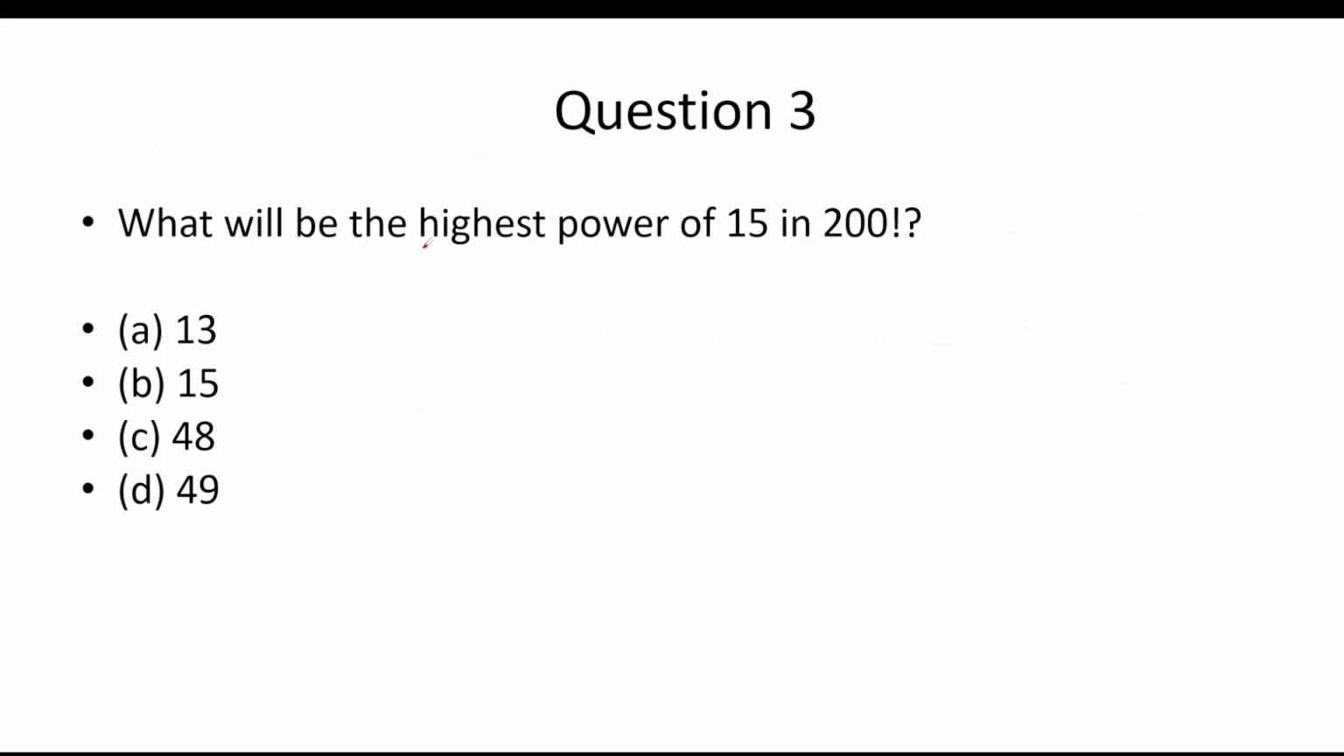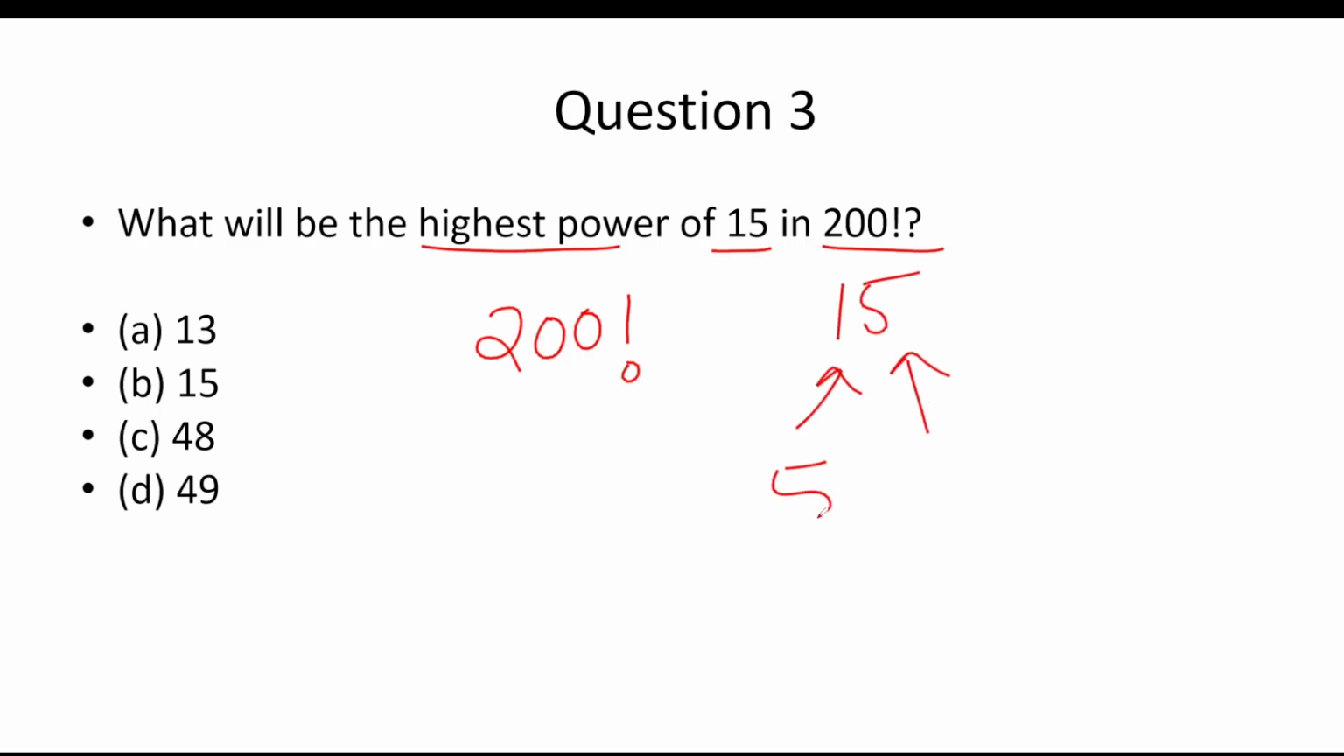The next question is, what is the highest power of 15 in 200 factorial? See, highest power of 15 in 200 factorial. First you have to break 15 into the prime numbers. Okay, so how can you break? You can break like 5 into 3. Okay, it means you have to check what is the highest power of 5 and what is the highest power of 3, right? So here you have to count the minimum, right?